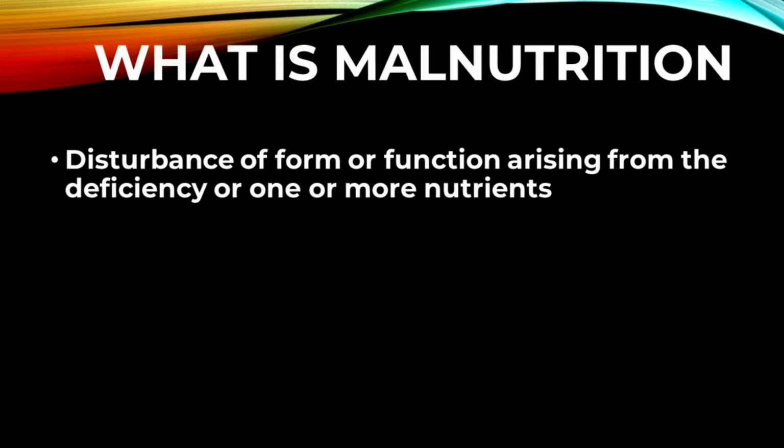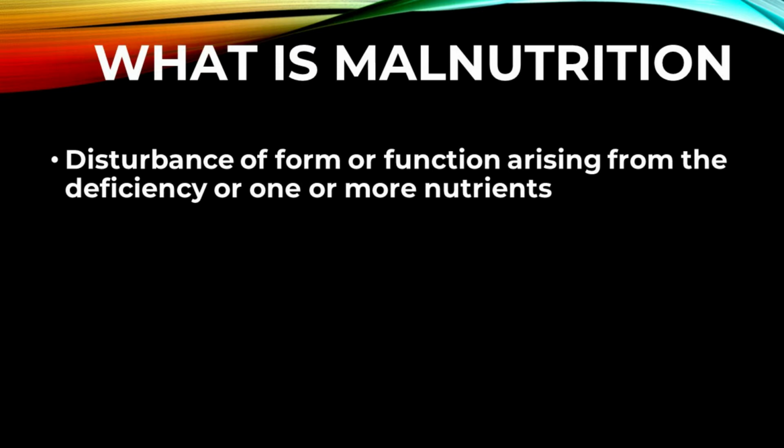Malnutrition is a serious condition that happens when your diet does not contain the right amount of nutrients. It means poor nutrition and can refer to undernutrition and overnutrition. In undernutrition, an individual is not getting enough nutrients, and in overnutrition, an individual is getting more nutrients than needed.